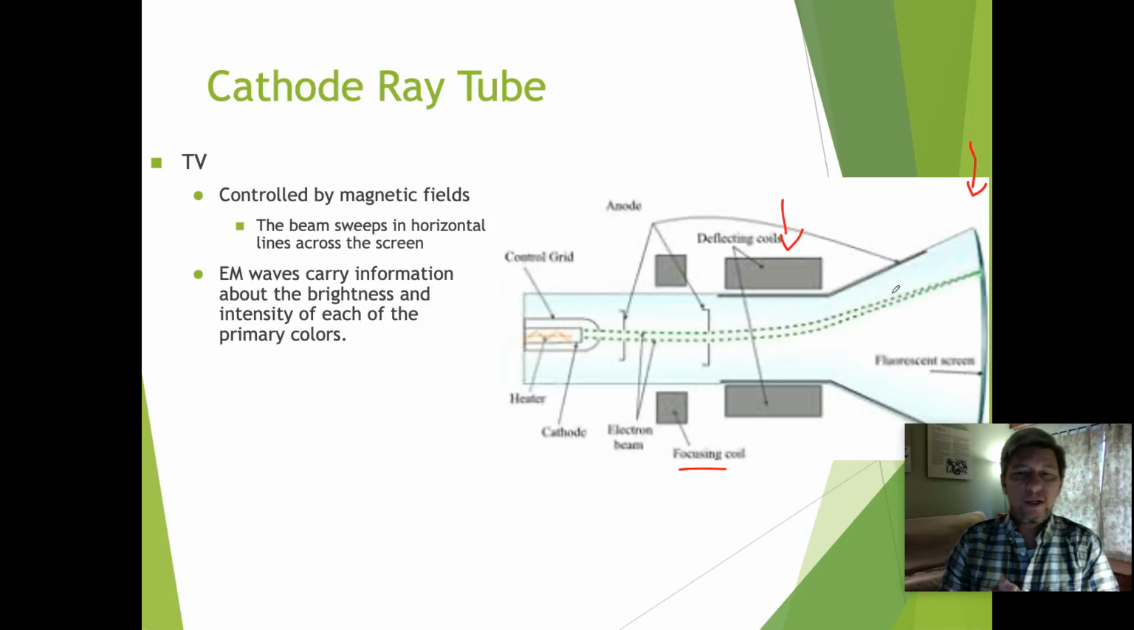And each of these beams, depending upon its intensity and strength, carries information about the brightness and intensity of each of the primary colors, the blues, the greens, and the reds. Okay, and so what you do is you could produce a color image on essentially a curved glass lens, and that's how an old TV screen used to work. All right. Nowadays, the flat screen TVs and the plasma TVs are different technology. So don't be confused by that.